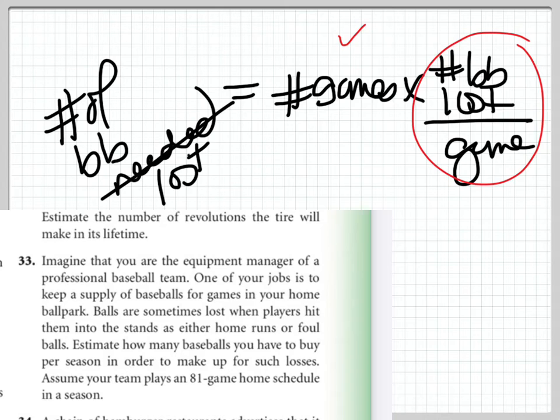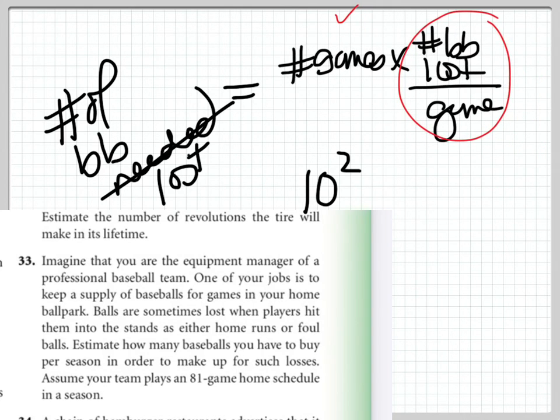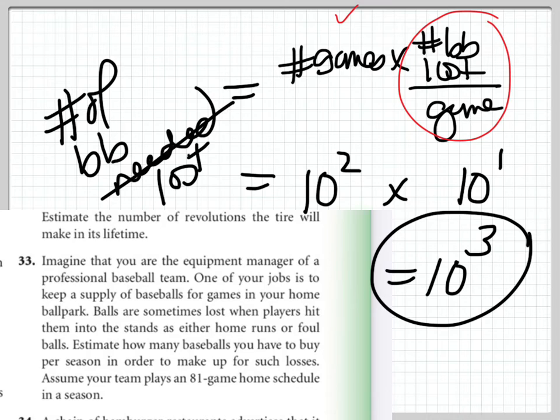1 seems unreasonable to me. I think that's unreasonably low, and I know nothing about baseball. Like I said, I'm there for the snacks. 100 seems unreasonably high to me, which leaves us with a middle ground of 10. So if we say that this is order of magnitude 10 to the second, because 81 is closest to 100, and we say that this is order of magnitude 10 to the first, then we would estimate that we need about 1,000 balls a season for replacement.